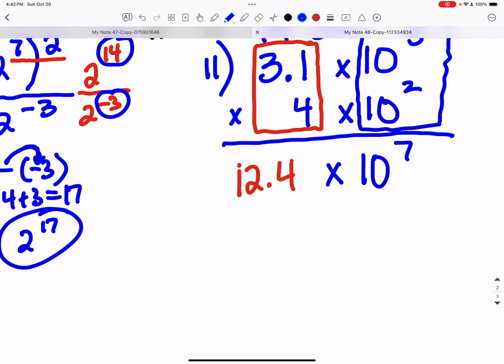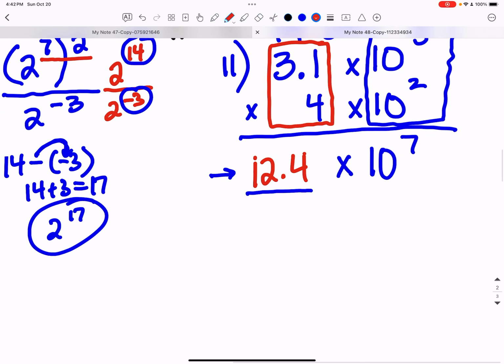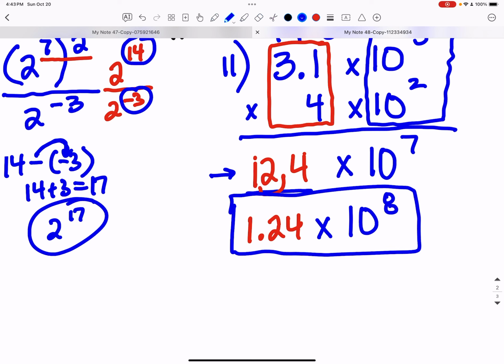If I try to trick you, this is not the right answer, even though it looks like it, because this number is not between 1 and 10. So we're going to make this number 10 times smaller by moving the decimal back 1 and changing 12.4 into 1.24. But if we made that 10 times smaller, then we have to make this 10 times bigger to even it out. That's actually the scientific notation. This might be an answer, and if that's an option, you can pick it. But if it says specifically put it in scientific notation, the first number has to be between 1 and 10. So the decimal has to go after the first number.